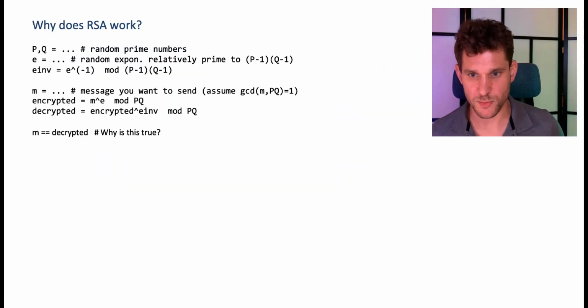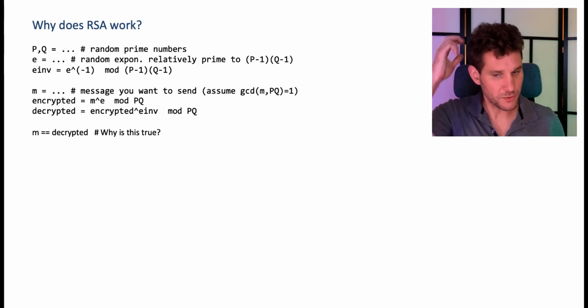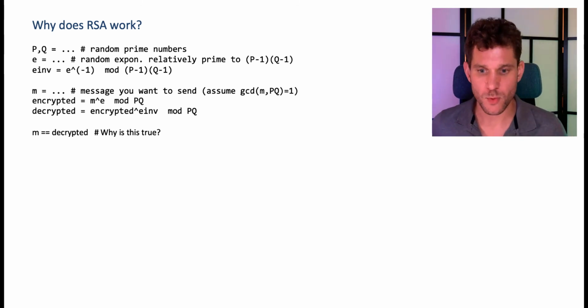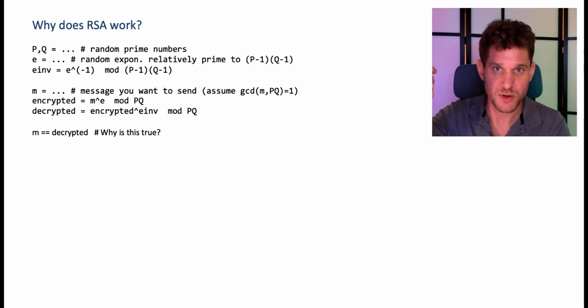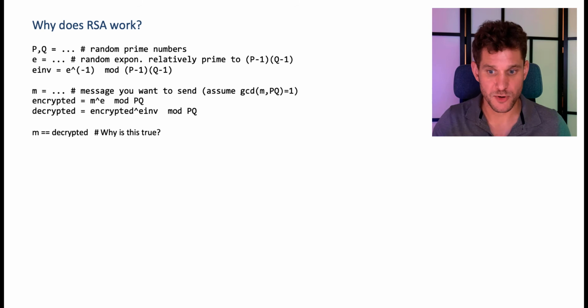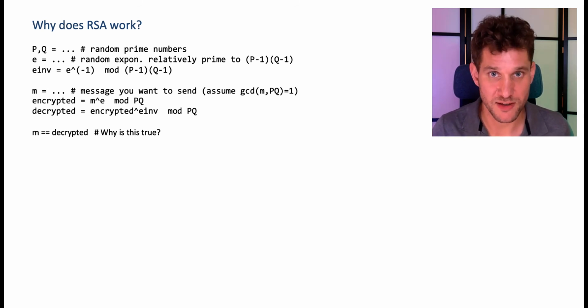Okay, so we've seen this encryption scheme, but we haven't actually described why it works. What do I mean by why it works? Well, why is it the case that when I use this encryption algorithm by just modular exponentiation and then do the decryption, which is again modular exponentiation, I get back the original message that I started with?